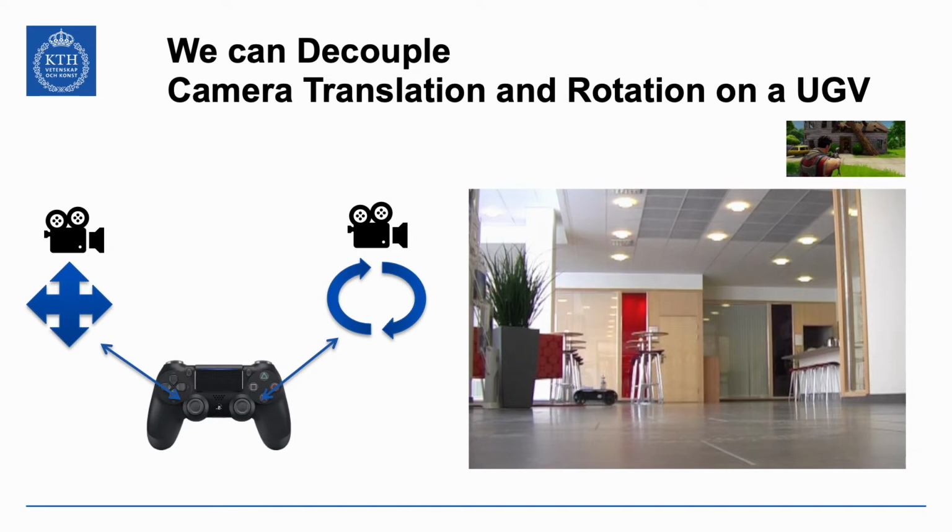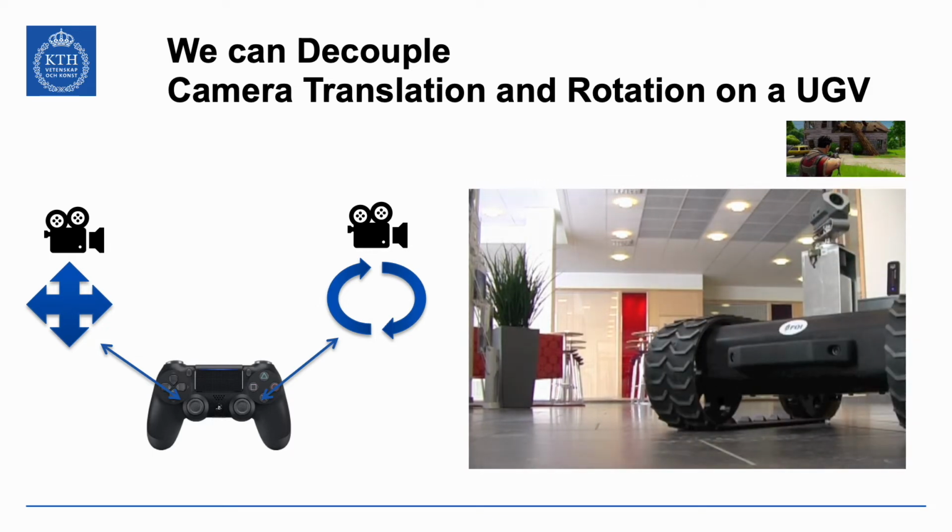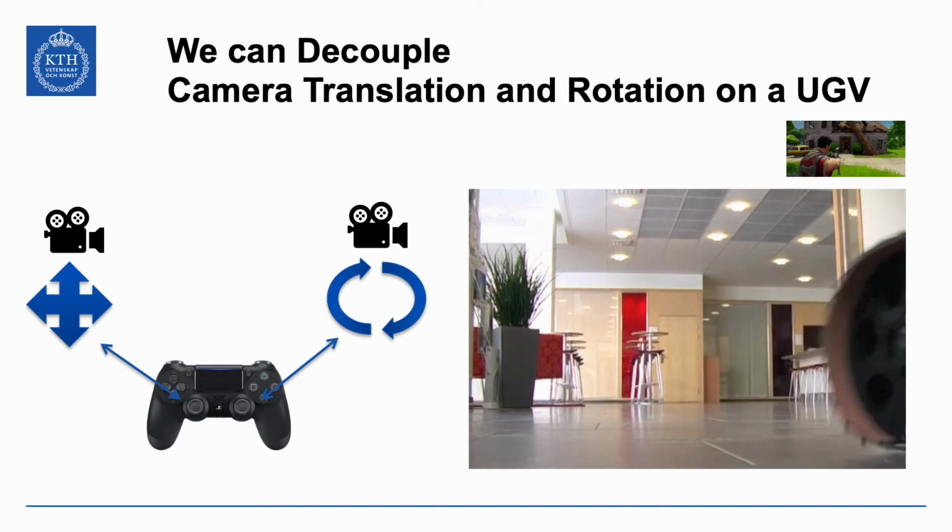Just to illustrate once more how this would work, we have this actual robot where we implemented this. You see here that there's a lot of translation. There's not much rotation on the camera, but the translations are done in left, right, and forward, backwards motions here. And then there's some rotation right here. There was some rotation earlier too, but they are in fact decoupled.